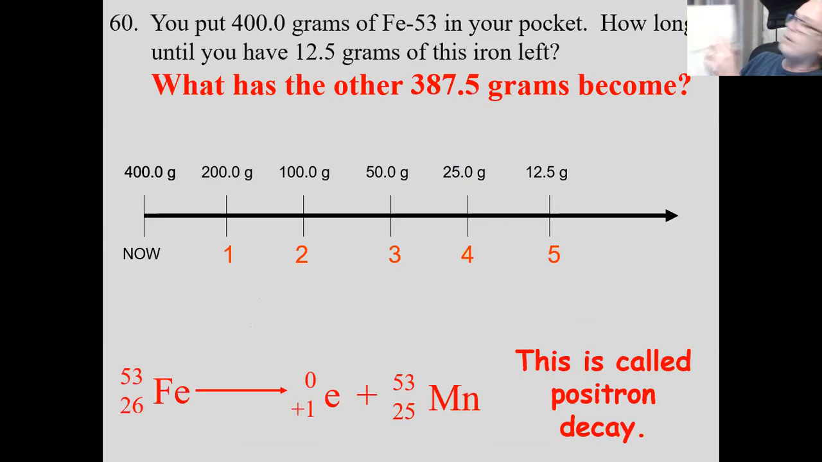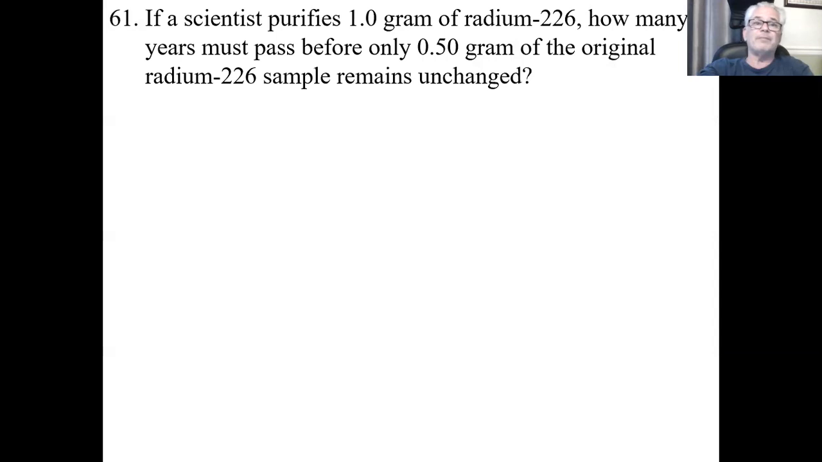Iron emits a positron particle. Positron is 0, positive 1 e. And across the bottom, we do the math on the top: 53 equals 0 plus 53. And on the bottom, it's 26 protons equals 1 plus 25. And the atom with 25 protons is called manganese. So radioactive iron-53 transmutes by positron decay into manganese-53.